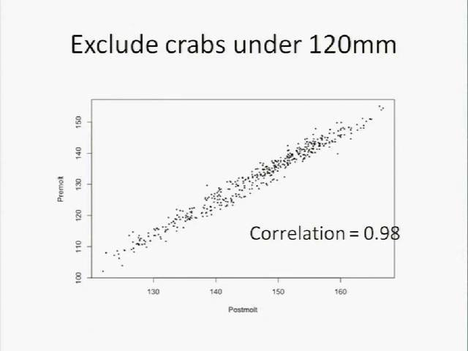Now, when you look at, let's say 140, you can see there is some variability in the pre-molt size.